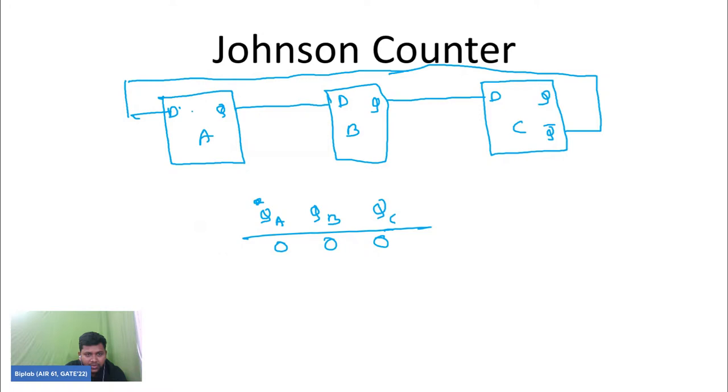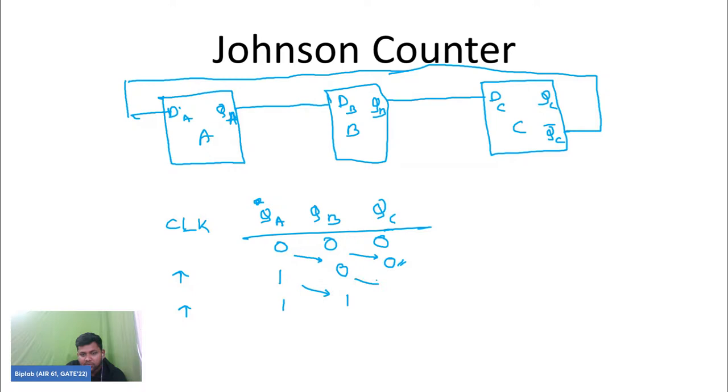What will be the next clock? Now look at this. Here D is connected to Q bar, QC bar. That means if QC is 0, QC bar is 1, that 1 will come here to DA, which will make QA 1. So the next cycle QA will be 1, and QA was 0 before, and it will be shifted to the B flip-flop, which will make QB 0. Now QB also was 0, which will be shifted to QC, which will make QC 0. So again, in the next clock cycle, QC complement will be appended here, and this will be shifted here, this will be shifted here.